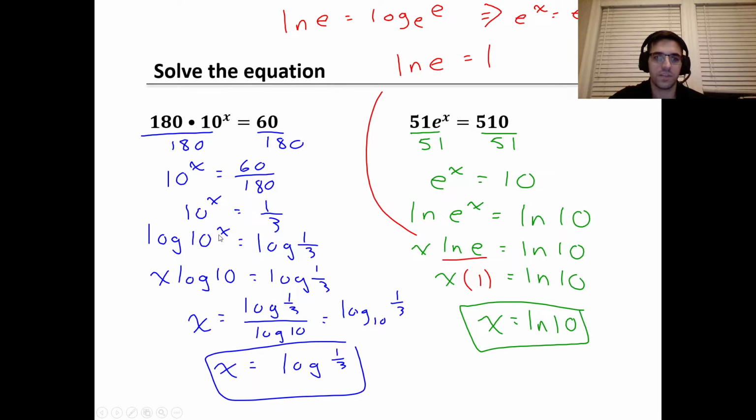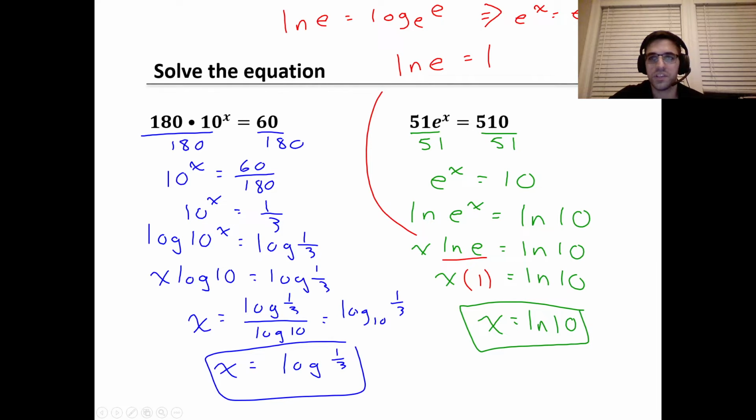That means I can bring this exponent of x out front as a coefficient. Divide both sides by a log of 10. I could rewrite this log quotient as a single log. And if we recall, 10 is the default base. So if I don't put any base at all, it's going to be base 10. So really I could just write this final answer as x equals log of 1/3.